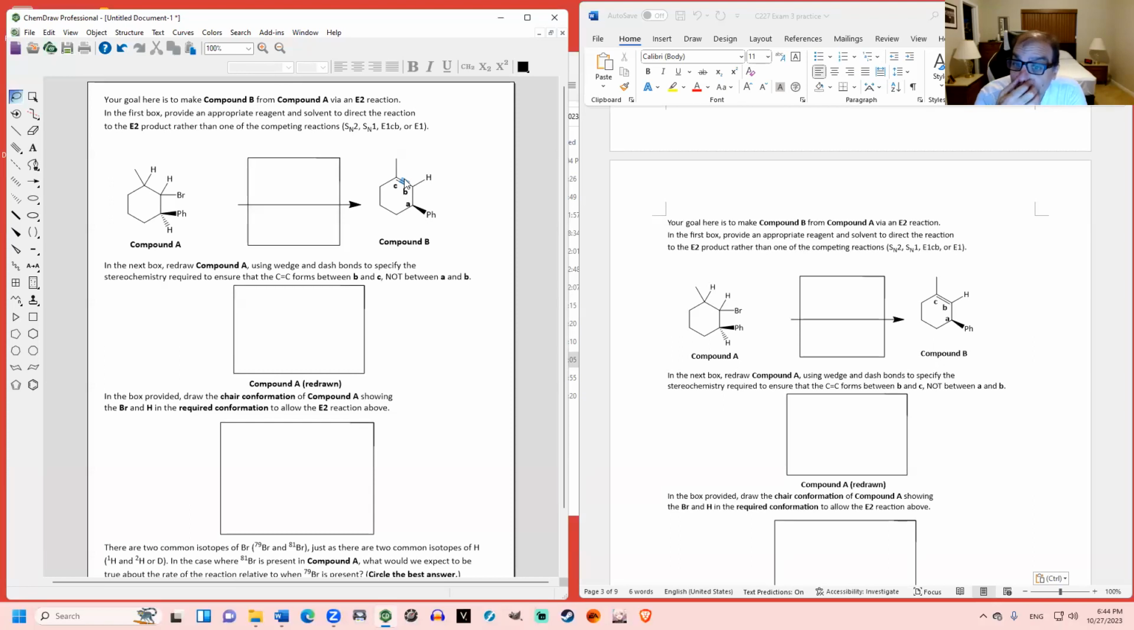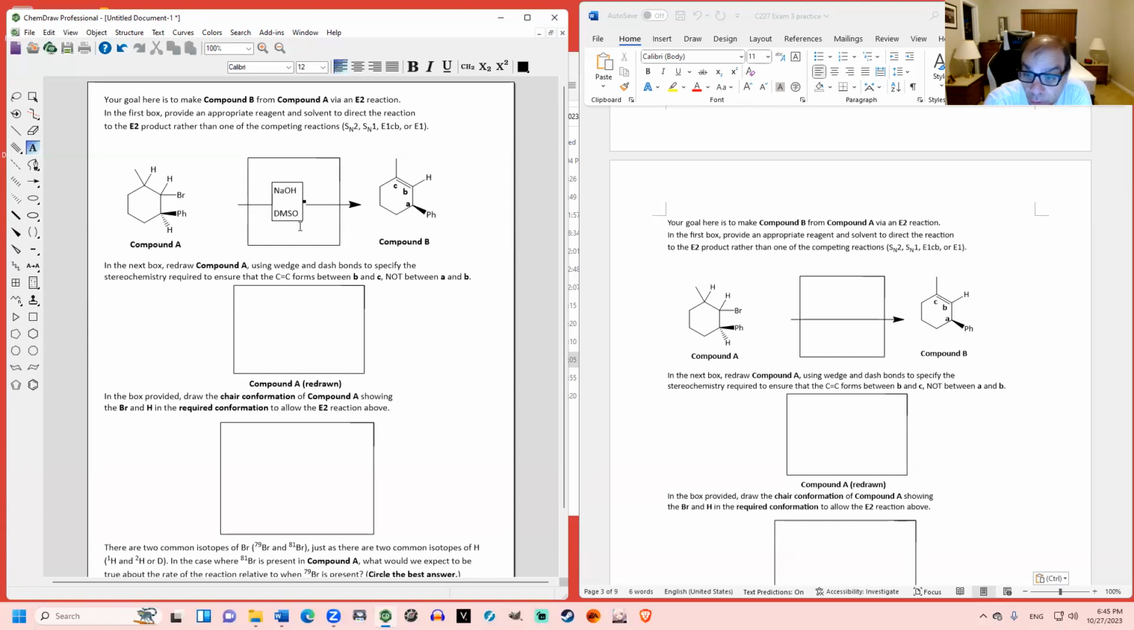So the first question says, provide an appropriate reagent and solvent to direct the reaction to the E2 product rather than one of the competing reactions. So to do an E2 reaction, we need a strong base, and pretty much any strong base will do. Sodium or potassium hydroxide, sodium ethoxide, sodium methoxide, potassium tert-butoxide, any of those would be fine. And to pick a solvent, if we really wanted to make absolutely certain that it goes through an E2 reaction, we can use a polar aprotic solvent like DMSO.